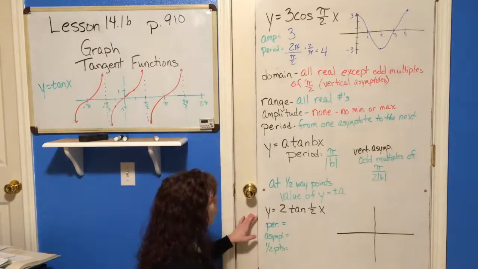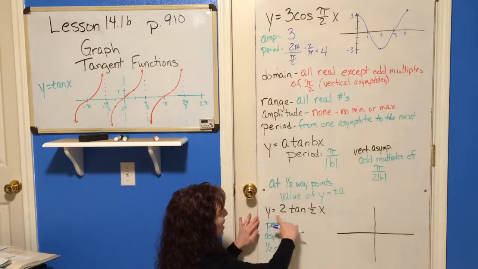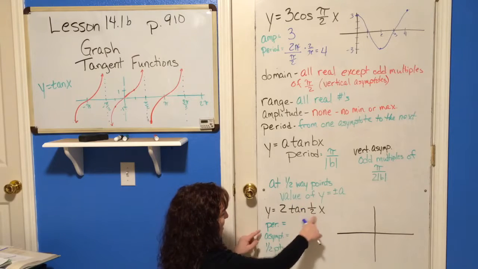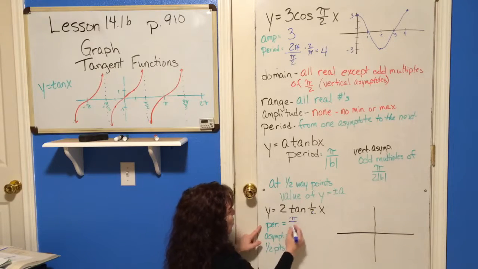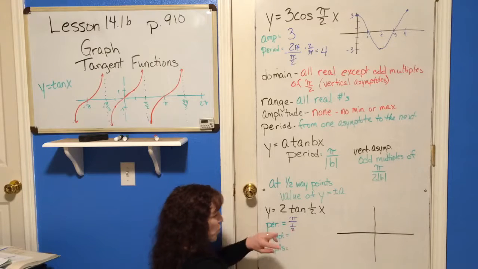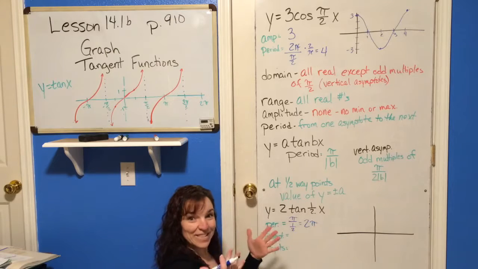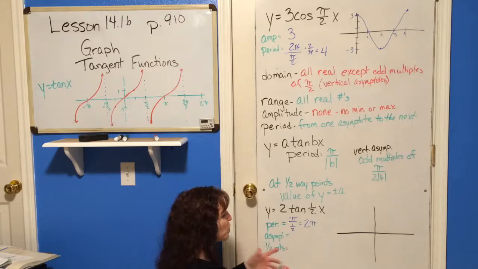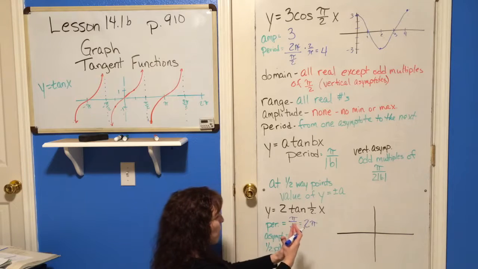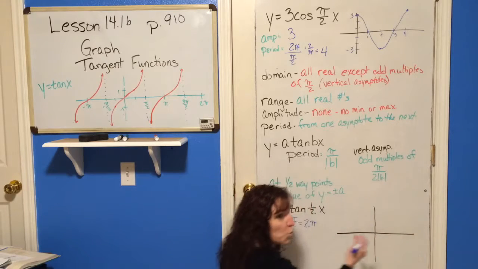All right, so the period is going to be found by pi over b. So we've got y equals 2 times the tangent of 1/2 x. So the period is pi over b, which is our 1/2. So pi over 1/2, when we flip and multiply, equals 2 pi. So in this case, our period is 2 pi. That means because we're going to go through the origin with this one, we're going to have a period of 2 pi, which means we're going to go backwards and forwards 1 pi.